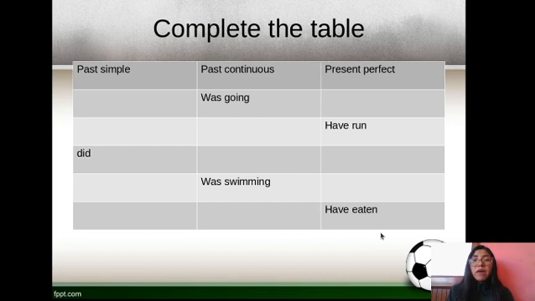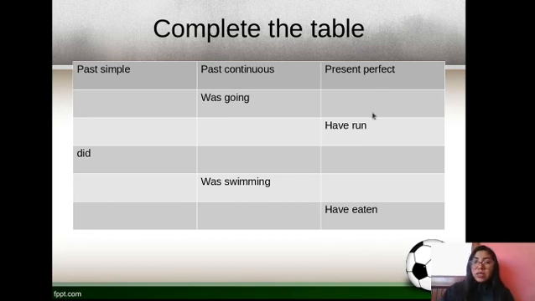Here we have some examples using past simple, past continuous, and present perfect. The title says complete the chart. Vamos a completar la tabla. ¿Qué tenemos que hacer? As you notice, here we have some blank space and we have to complete with the correct form of the verb. Vamos a completar con la correcta forma del verbo. Es decir, vamos a conjugar nuestro verbo in past simple, in past continuous, and in present perfect.